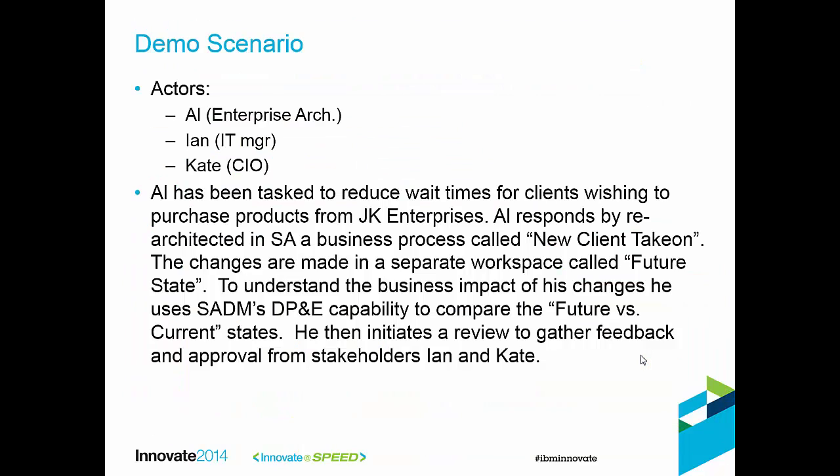Now, this demo I'm going to show involves three actors. We're going to use Al as our enterprise architect. We're going to have two stakeholders, Ian, the IT manager, and Kate, the CIO from the CIO office. So Al has been tasked to reduce wait times for clients wishing to purchase products from JK Enterprises. Al responds by re-architecting in SA a business process called New Client Take-On.